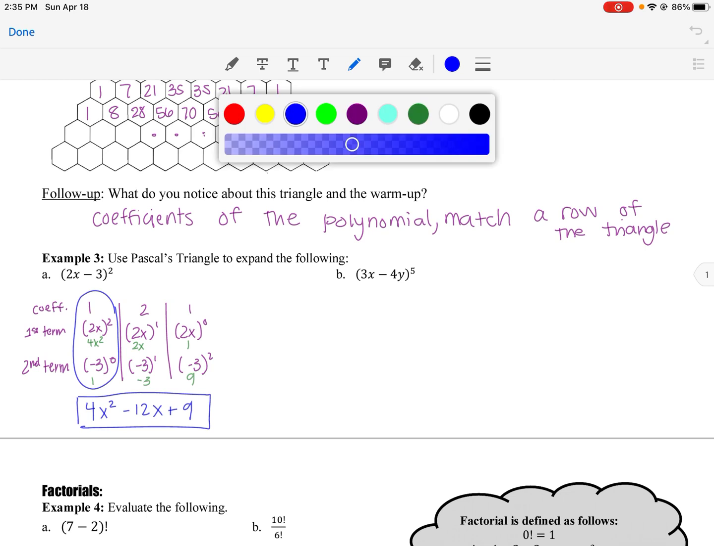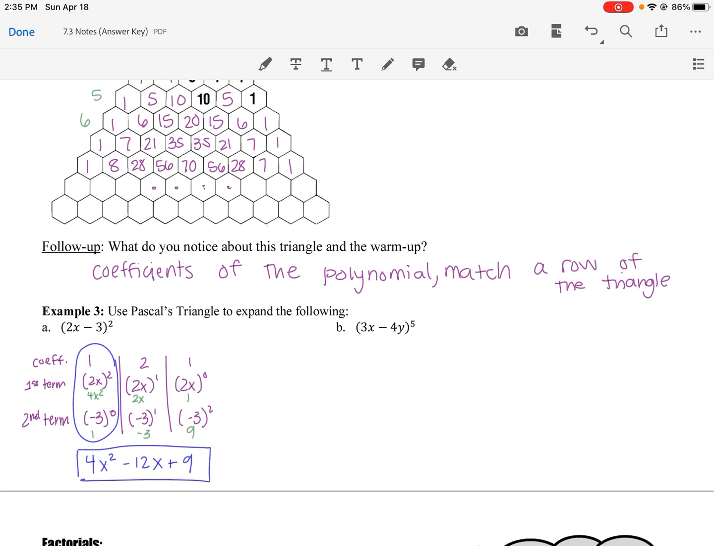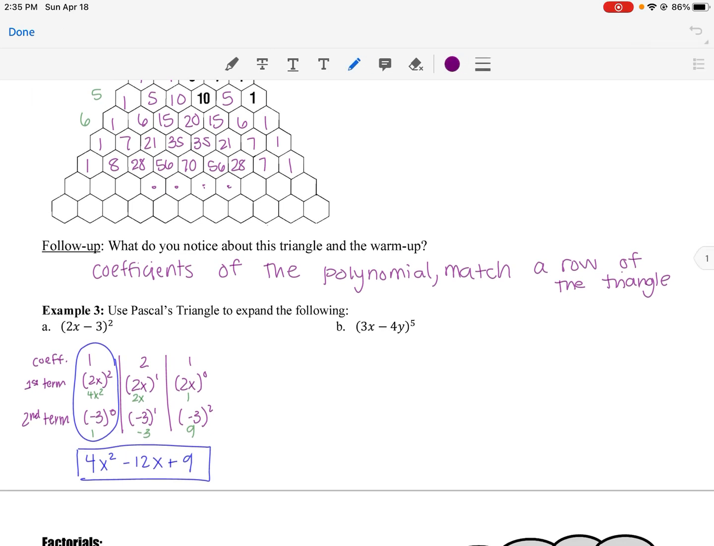Okay, same idea for this next one, but it's going to be a little bit harder because we've got the 5th power. That means there are 6 terms. So we've got 1. I usually do a little column down just to remind me that it's a different term, but it's up to you. 10, 10, 5, and 1. So we're going to do 3x to the 5th, and we're going to descend the exponents. So then to the 4th, and the 3rd, and the 2nd, and the 1st, and the 0 power.